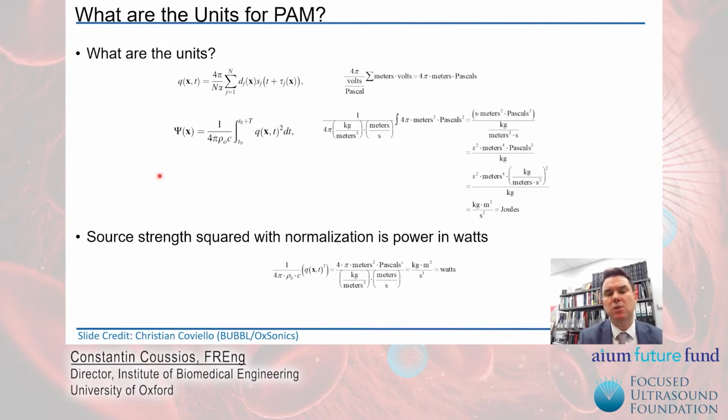A frequently asked question is what are the units of PAM? And I'm very grateful to Christian Coviello for providing this calculation. The units here demonstrate that the source strength squared effectively has units of watts, and therefore integrating that normalized source strength squared over time yields naturally units of joules. It is therefore theoretically possible to convert these passive acoustic maps into energetically meaningful units.